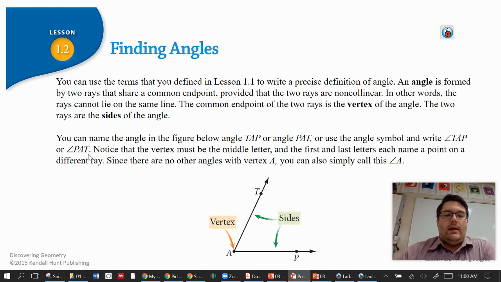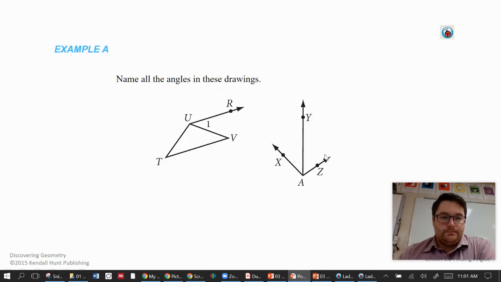Now, when we name an angle, we can do this two different ways. We can either name it angle TAP, or we can name it angle PAT. The big thing there is there are three letters, and that middle one has to be the vertex. You see that A is always in the middle. And the way we write that is angle TAP or angle PAT. We'll talk about this part here a little bit later. We could simply call this angle A, but there are some restrictions on that. You can't always just use one letter.